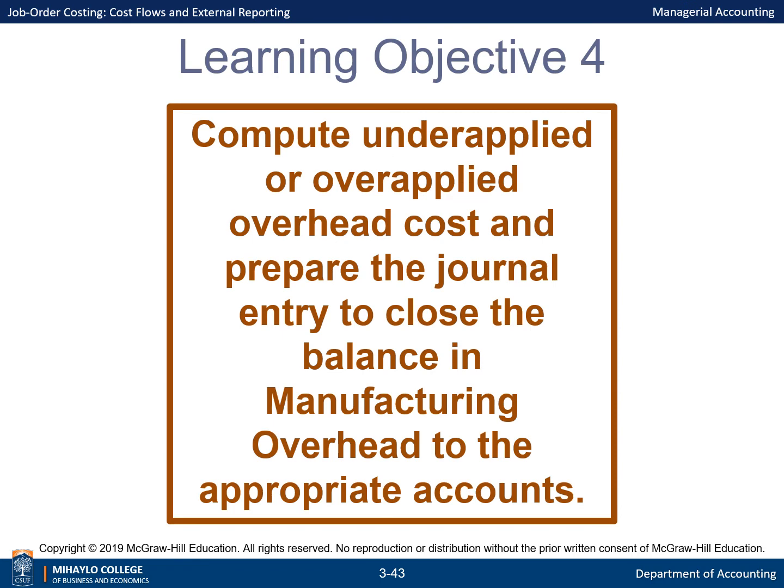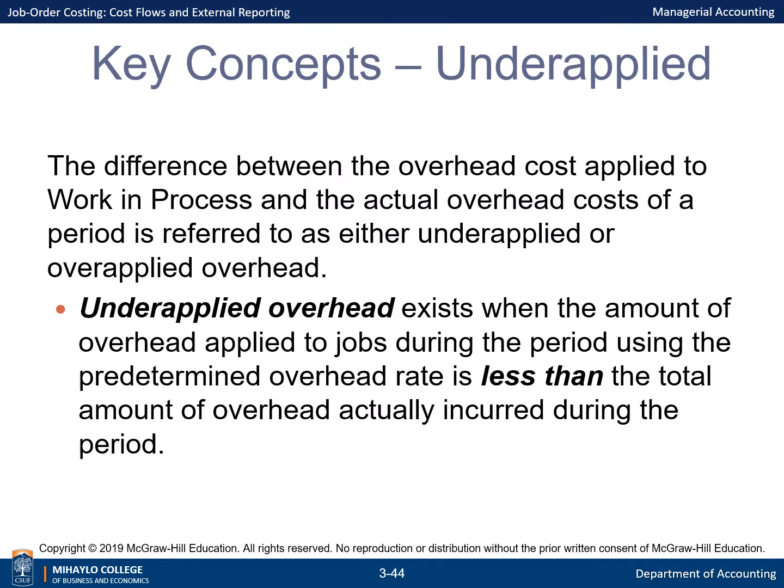Learning Objective 4 is to compute underapplied or overapplied overhead cost and prepare the journal entry to close the balance in manufacturing overhead to the appropriate accounts. The difference between the overhead cost applied to work in process and the actual overhead costs of a period is referred to as either underapplied or overapplied overhead.